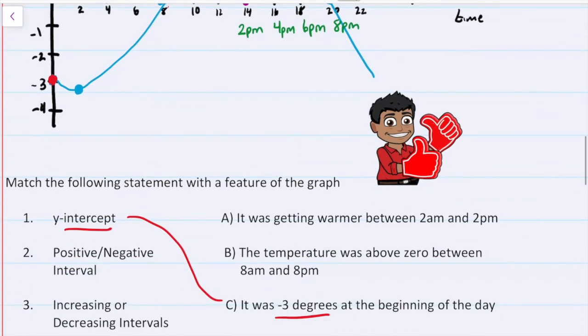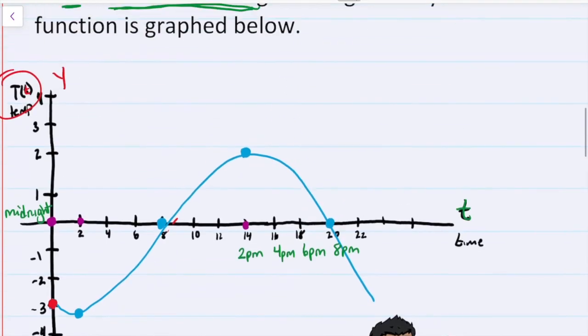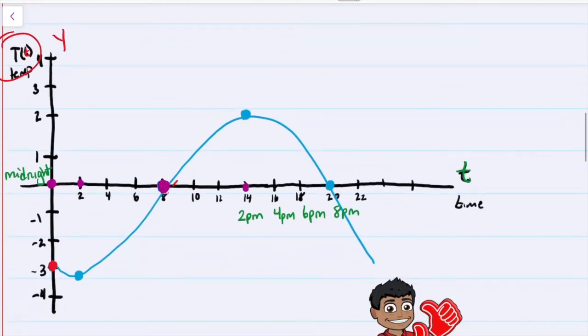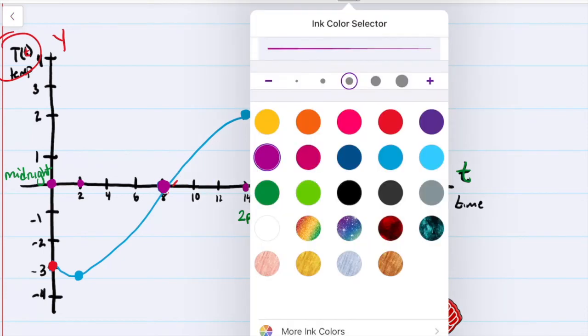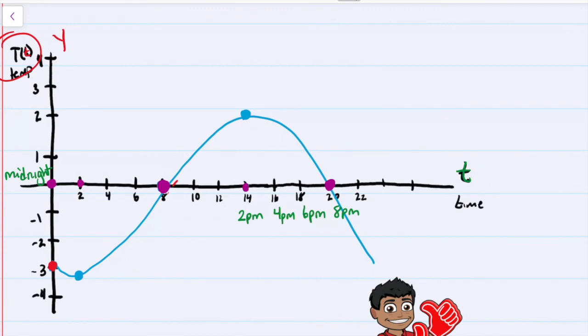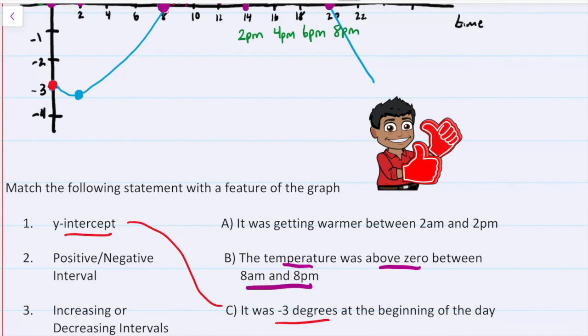For example, the temperature was above zero. Now, you know something is positive or negative when it's above or below zero. So this one makes more sense because it's talking about something above zero. The temperature was above zero between 8 a.m. and 8 p.m. Let's see, 8 a.m., hours after midnight, is right there. 8 p.m., good thing we already wrote it, is right there. Let me bring down the thickness here. Isn't everything above zero? Yeah, I would say so. So this one matches with B.